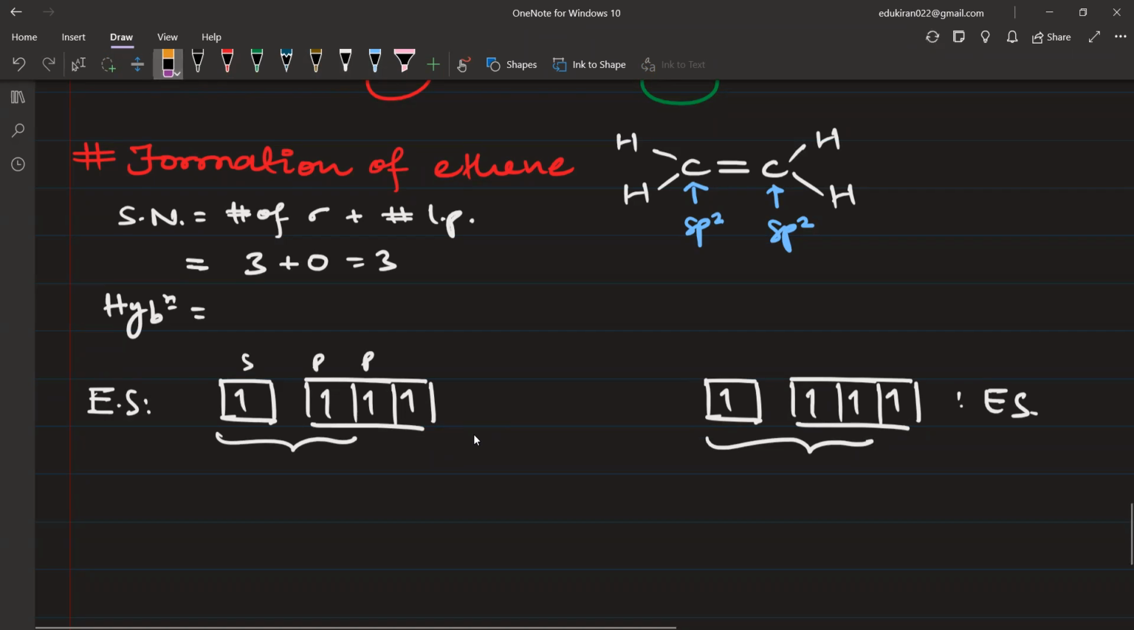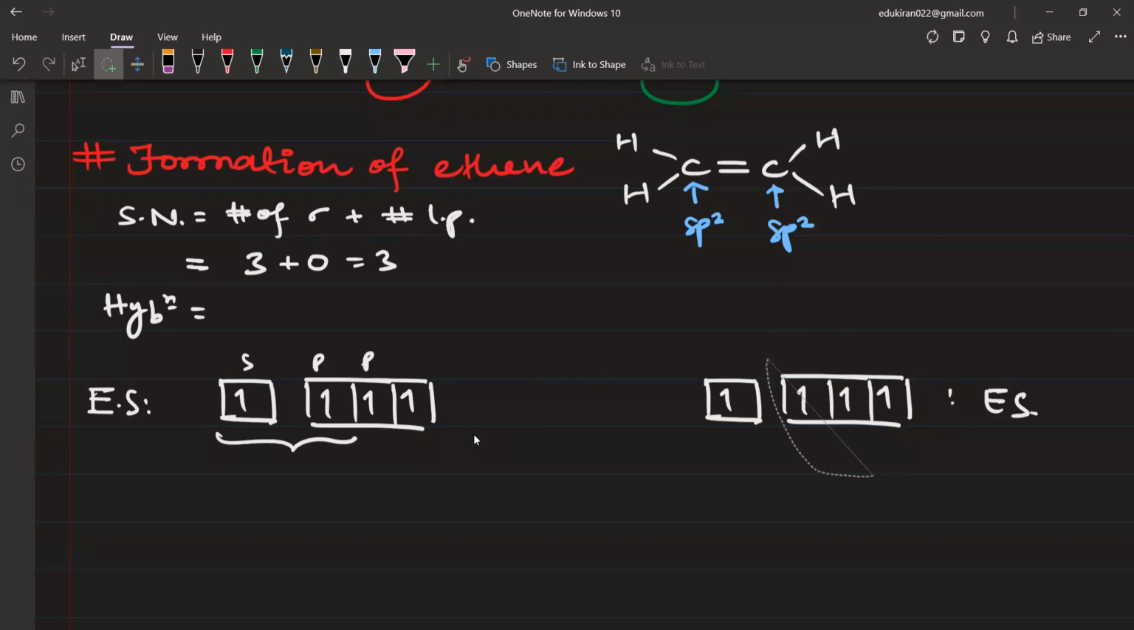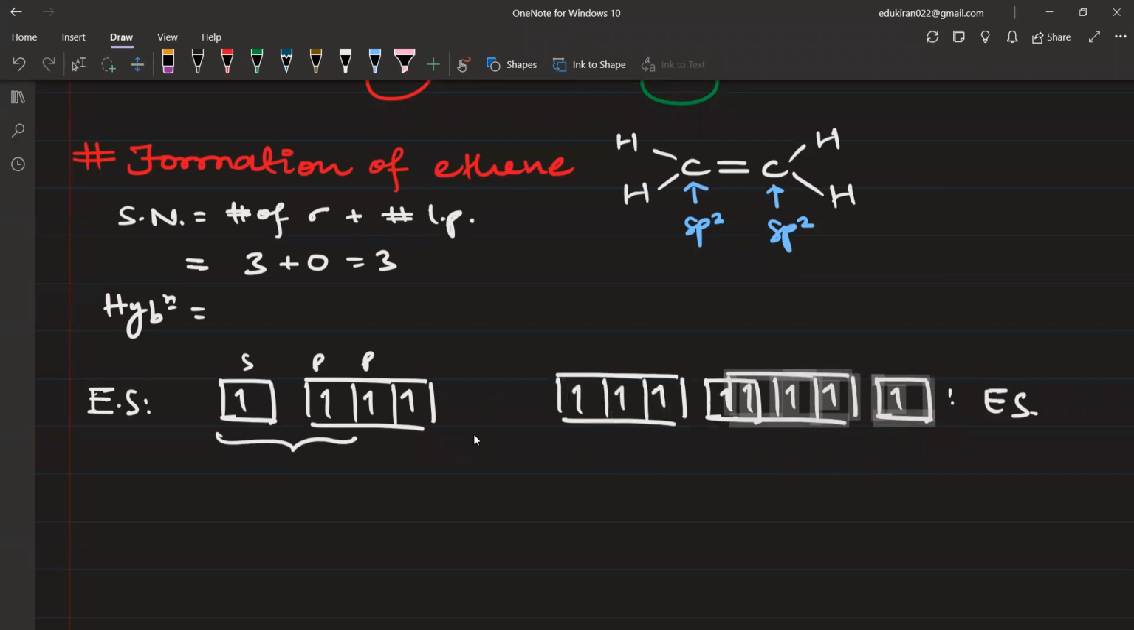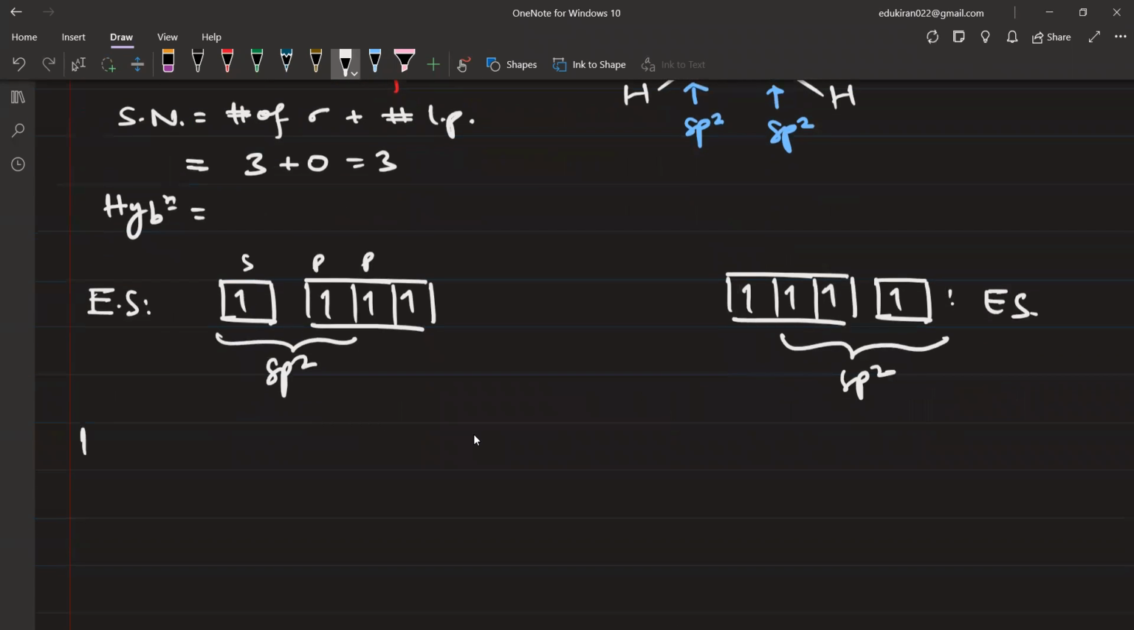Keep it here. Now from here, what are going to make the bond? These three are going to make sp2. Next, the hybrid orbitals. For the hybrid orbitals, what are we going to have? We are going to have the sp2. The three sp2 will be there.